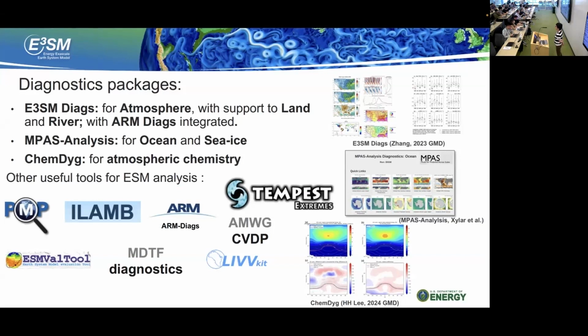We have limited land and river observations in the package, but we do support model versus model comparison, as Dan earlier showed. Recently we have the ARM Diags package integrated to enable comparing model results with ARM field campaign results. This can provide a process level understanding of the model. MPAS-Analysis focuses on ocean and sea ice, and ChemDyg is for atmosphere chemistry. In different parts of the project, we also use other tools to provide additional insights and a more comprehensive evaluation.